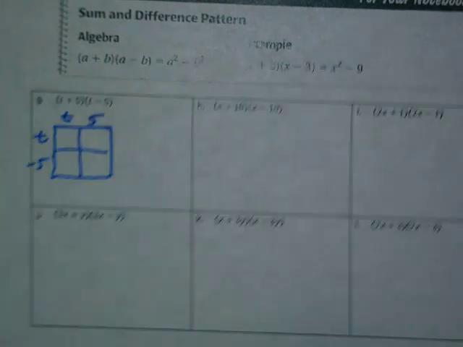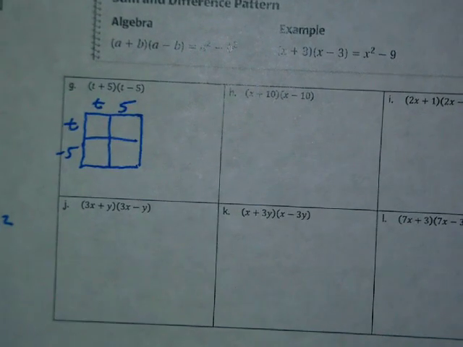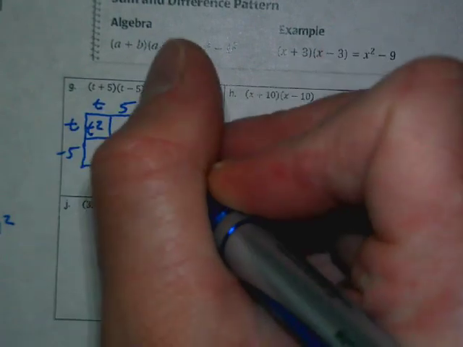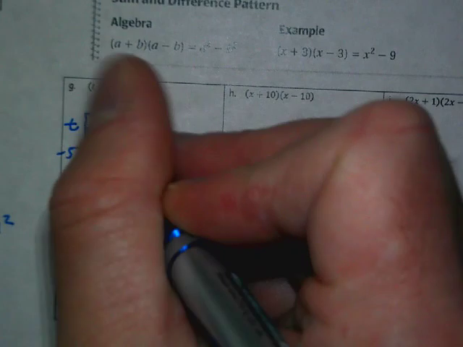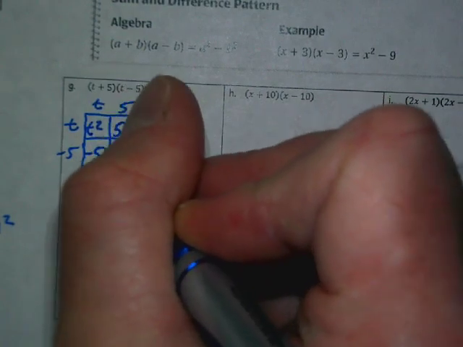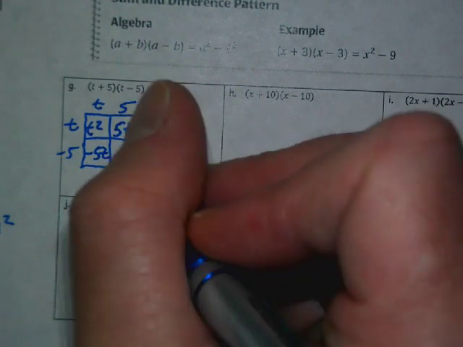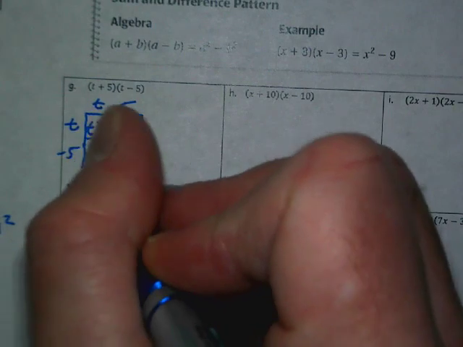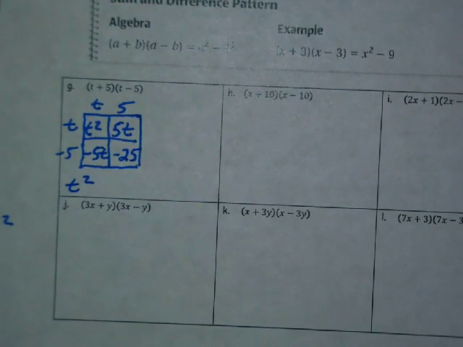So t plus 5 times t minus 5. Okay, so what would that first box be? T times t. T squared, yes. 5 times t, 5t. Negative 5 times t, negative 5t. And negative 5 times negative 5, negative 25. All right, so what's going to happen with my like terms here?